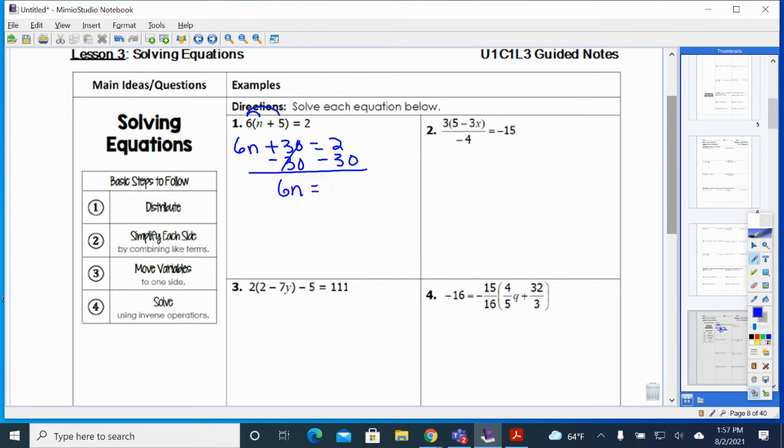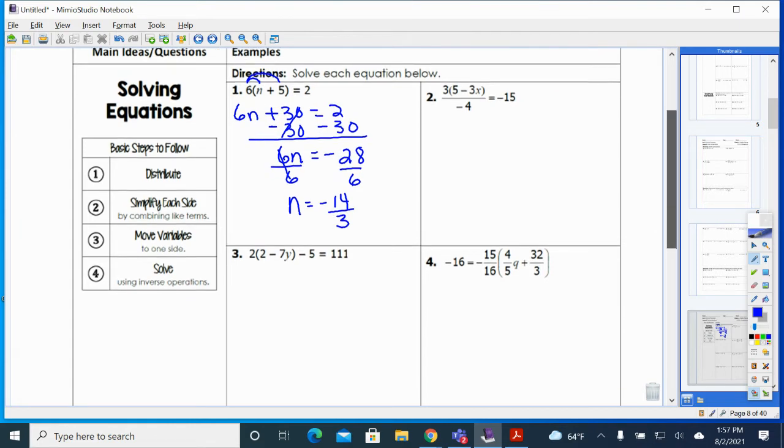2 minus 30 is negative 28, divided by 6. Negative 28 divided by 6. If you stick that in your calculator, you're going to soon find out that that does not go evenly. FYI, I do prefer fractions over decimals. That will reduce to negative 14 thirds. Let's jump to example number 2.